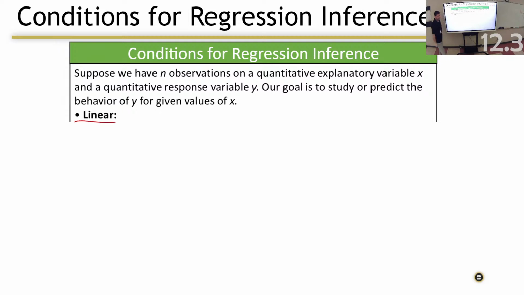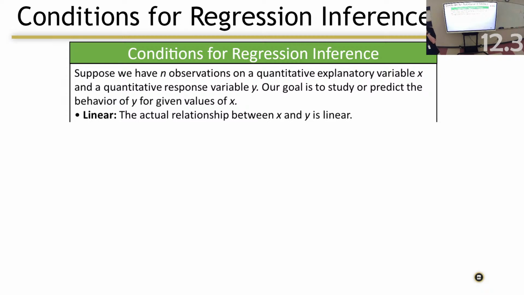Well, the first thing is the data needs to look linear. If the data doesn't look linear, then of course we can't do a linear inference. So we want the actual relationship to be linear. How do we know it's linear? Well, the dots look like they fall in a line.